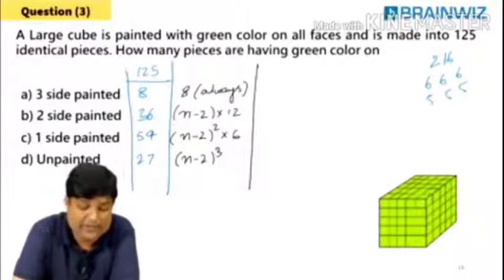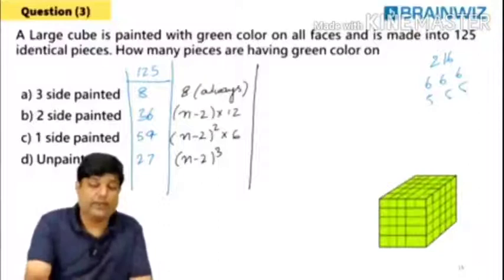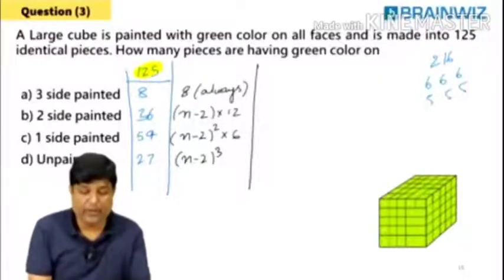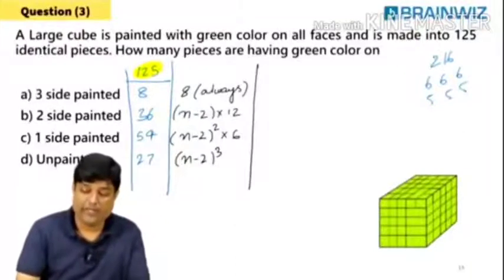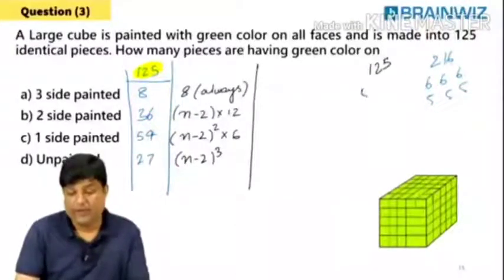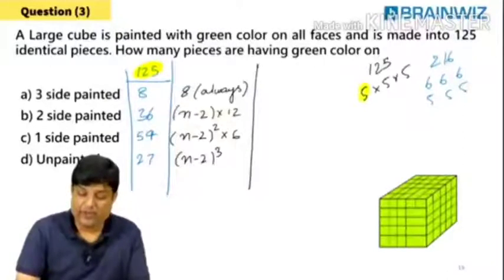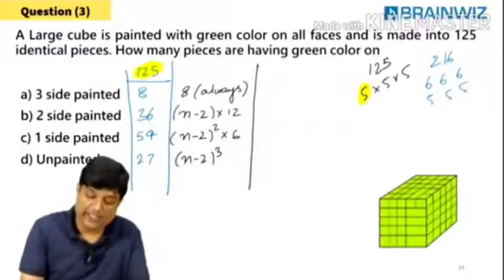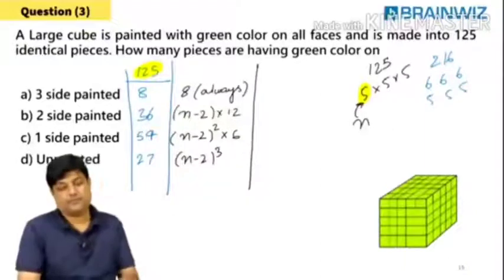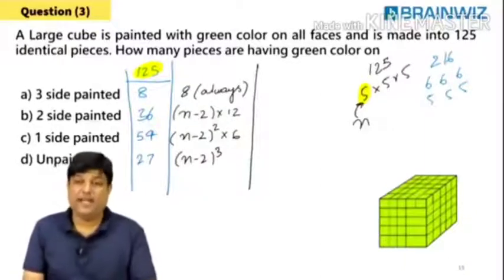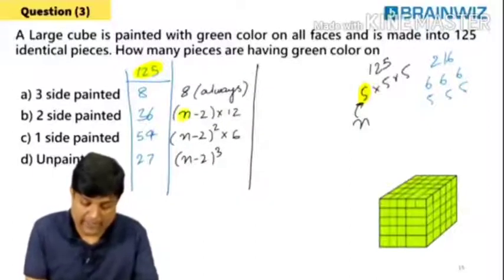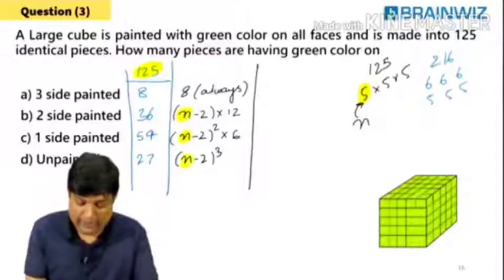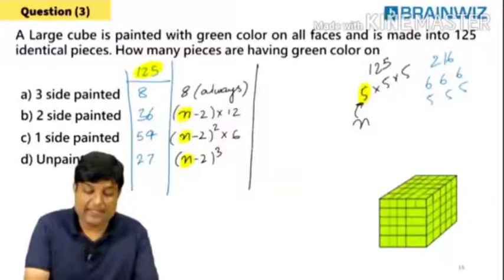Now let's see, students. For 125, you have to treat it as 5 into 5 into 5. n value is 5, students. What's the n value? You have to take it as 5. Remember, everybody. n value is 5. I am putting 5 in the place of n. We will get the answer instantly.